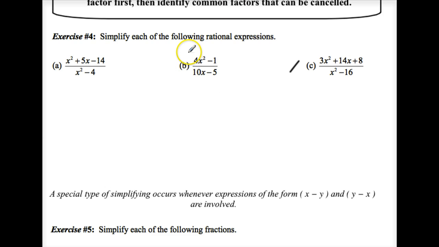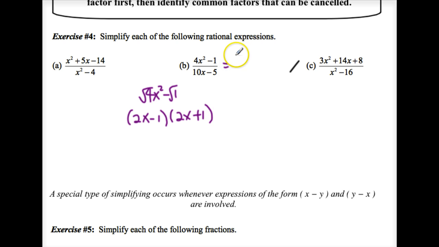So again, B, let's do the top. 4x squared minus 1. I know 4 is a perfect square, so this is actually a difference of squares, which is 2x minus 1 and 2x plus 1. So this becomes 2x minus 1 and 2x plus 1.